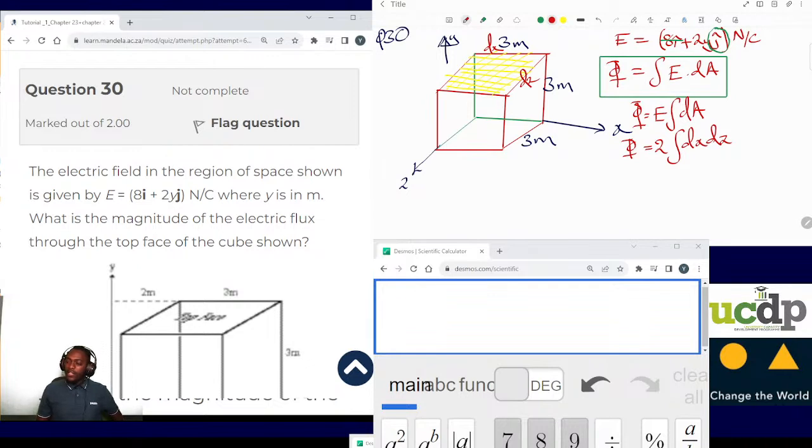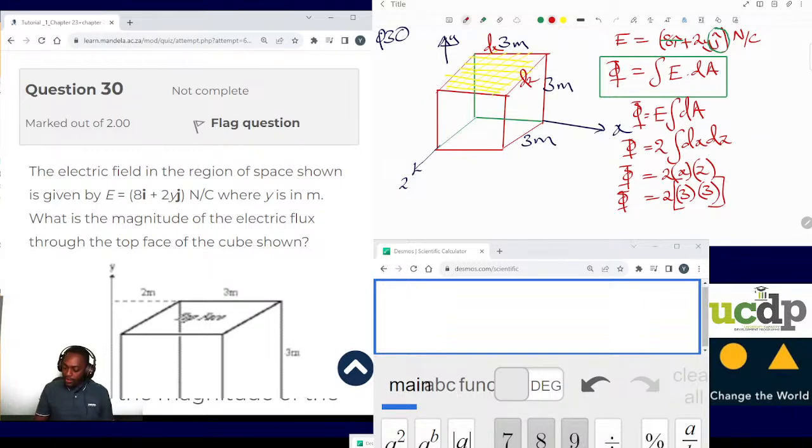So the integral of dx will give us x. The integral of dz will give us z. Now, since this is a cube, for x it's 3 meters, and our z is 3 meters again. So that becomes 2 times 3, that's 6. Am I right?